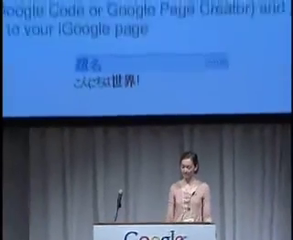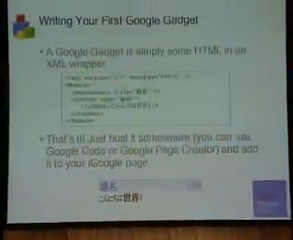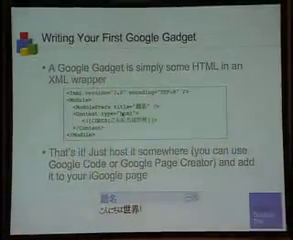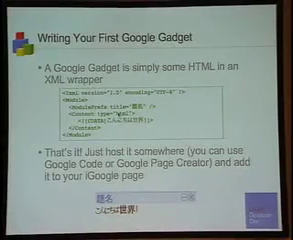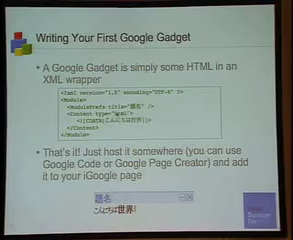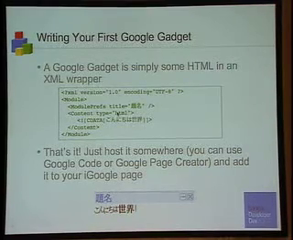So now that you know why you'd want to write a gadget, let's write our first one together. It's very, very simple. You can write your first gadget in 5 minutes. If you already know how to write a web program, you already can write a gadget. It's essentially just HTML. And if you want to make it more complicated, it's just JavaScript and CSS.